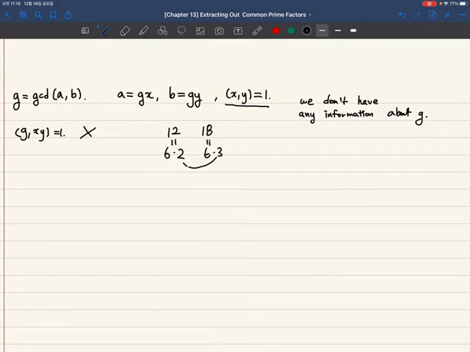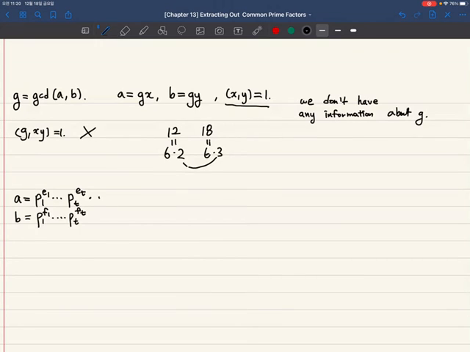So the way to solve this problem is that we set A equal to P1^E1 all the way to PT^ET, and B is equal to P1^F1 all the way to PT^FT, where P1 all the way to PT are the common prime factors of A and B.